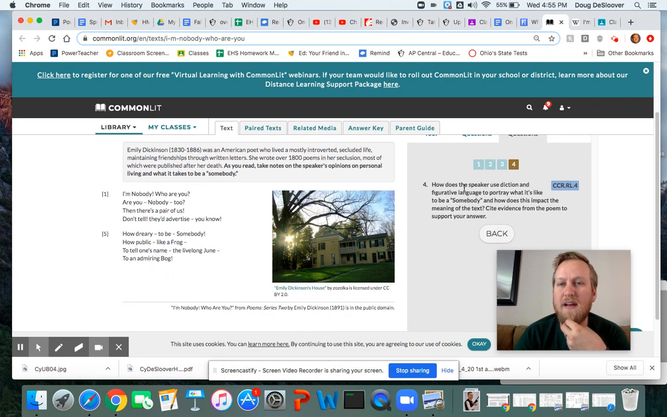The fourth question says, how does the speaker use diction and figurative language to portray what it's like to be a somebody, and how does this impact the meaning of the text? Diction is just the word choice that authors use, and figurative language is when things are not meant to be taken literally. So, when you use a metaphor or a simile or imagery or things of that nature, you're using figurative language. So if you're struggling with those two, diction and figurative language, that's what you're looking for there.